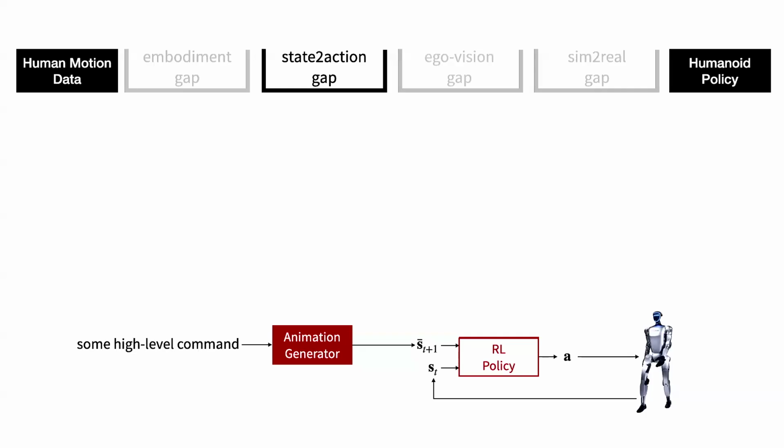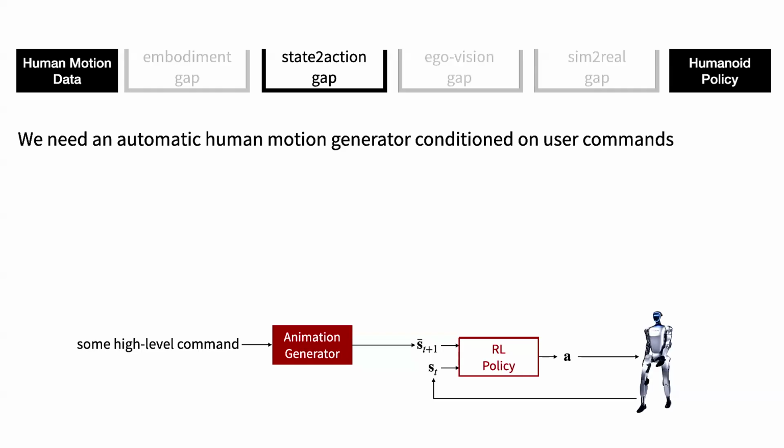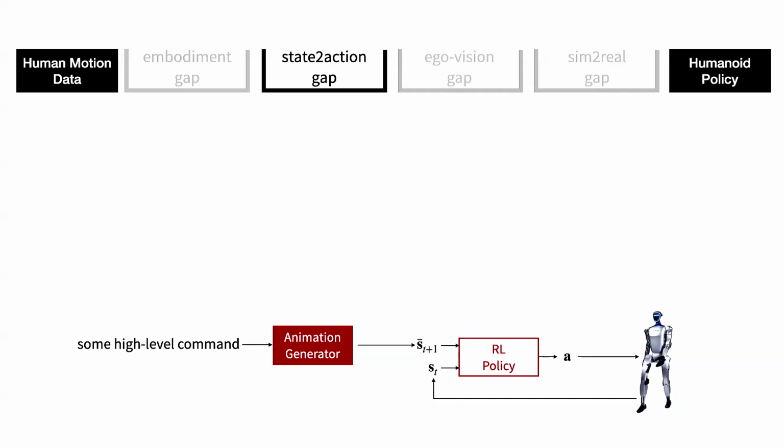But that's not what we really want. What we really want is an autonomous robot that can actually come up with those motions, right? Not being puppeteered all the time. So we need an automatic human motion generator conditioned on some high-level user commands. One way to do that is to train a generator, which could be a diffusion model, a diffusion policy, that can output kinematic poses in real time, and then you have this RL policy to track.